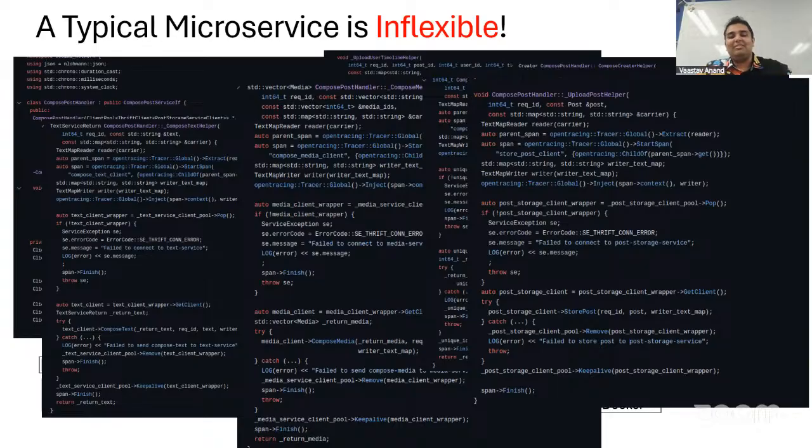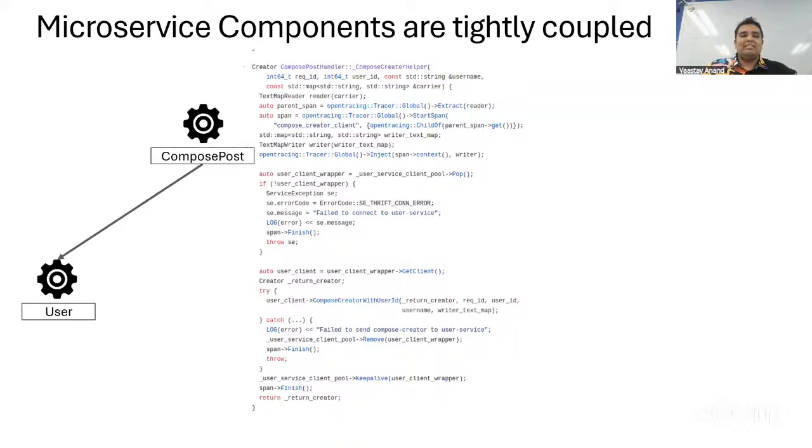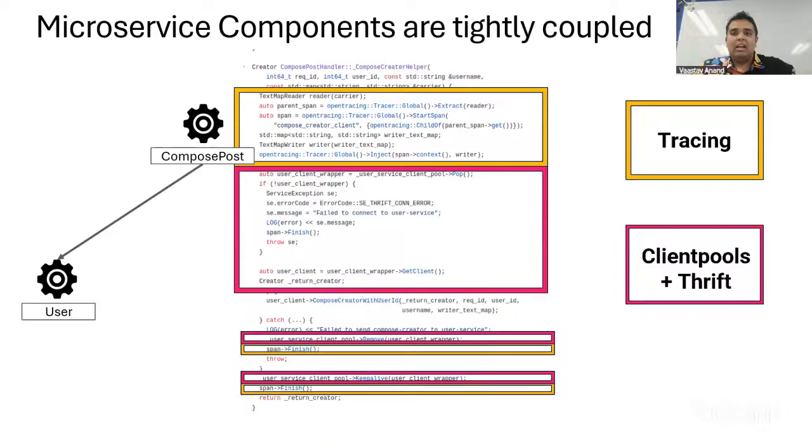And the reason for that complication is that the various parts comprising a microservice are tightly coupled in an application. Let's consider one of the functions as an example. This function just represents one outgoing call from the compose post service to a user service. But if you were to look at the code, you'd find it tough to find the specific outgoing call in this function. Let me help you out.